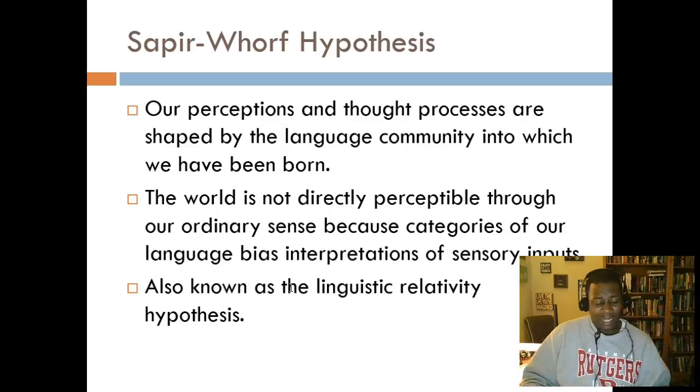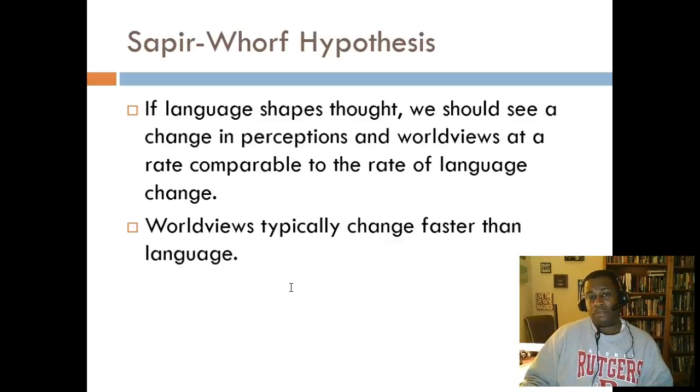The Sapir-Whorf hypothesis is also known as the linguistic relativity hypothesis. And thinking about the cultural relativity hypothesis, when conducting anthropological work, we want to judge people according to their own linguistic standards. We don't want to come and impose our ideas on them. The Sapir-Whorf hypothesis says if language shapes thought, we should see a change in perception and worldviews at a rate comparable to the rate of language change. But in fact, language is slow with regards to worldviews. Worldviews tend to change much faster. So there is some critique and some criticism against the Sapir-Whorf hypothesis.